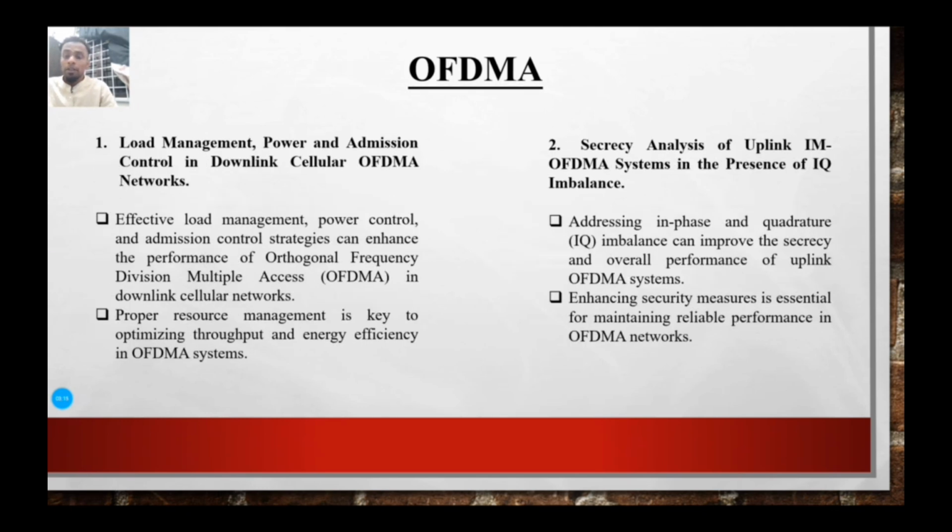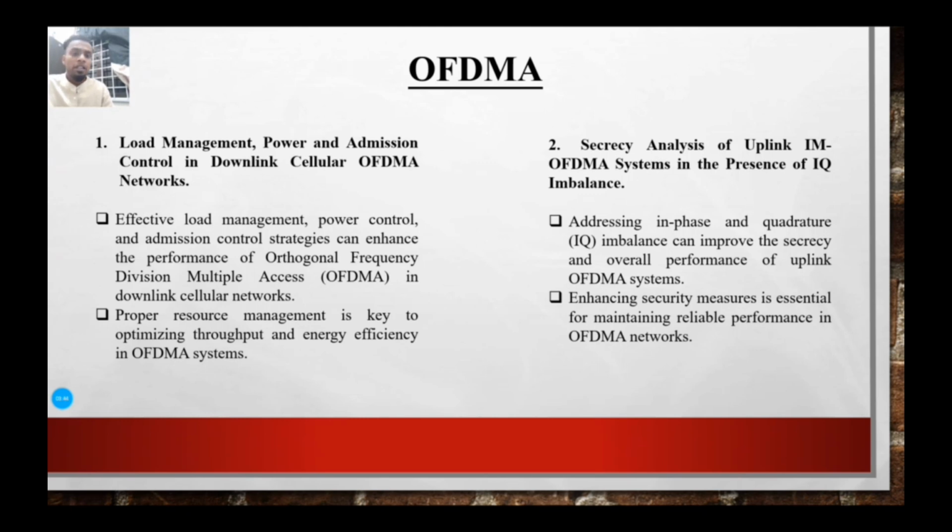For the OFDMA, the first one is load management, power and admission control in downlink cellular OFDMA networks. The effective load management, power control, and admission control strategy can ensure the performance of orthogonal frequency division multiple access, called OFDMA, in a downlink cellular network. Proper resource management is key to optimizing throughput and energy efficiency in OFDMA systems.